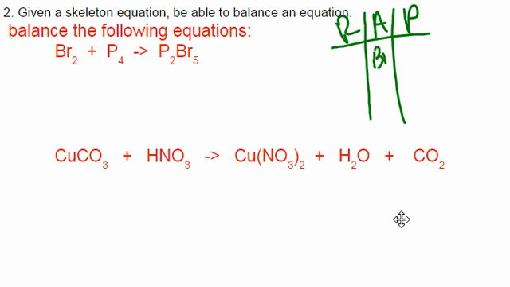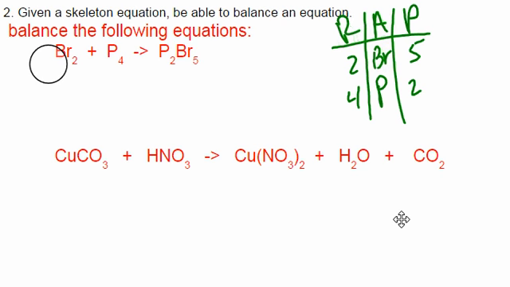So if I used a rap sheet for this first one, I'd have Br and P. I see that I have 2 bromine and 4 phosphorus on the reactant side, and 2 phosphorus and 5 bromine on the product side. So if I balance the bromine first, since that's the first one listed and these are both nonmetals, if I put a 2 here, it doesn't help me. That only gives me 4.